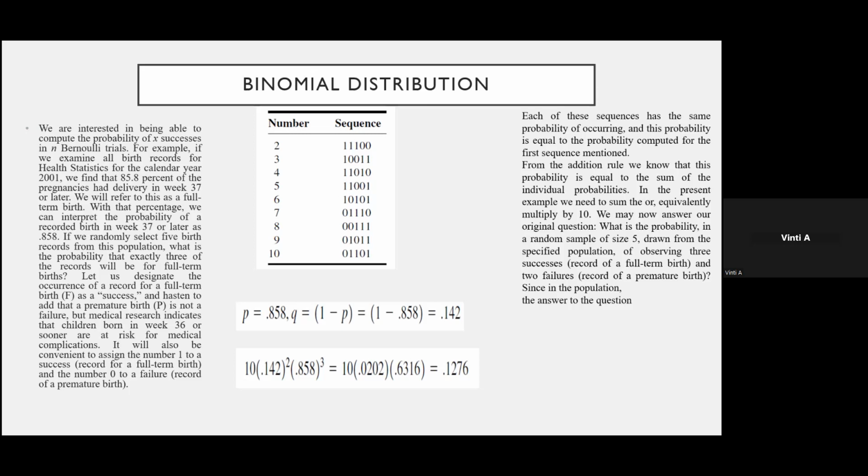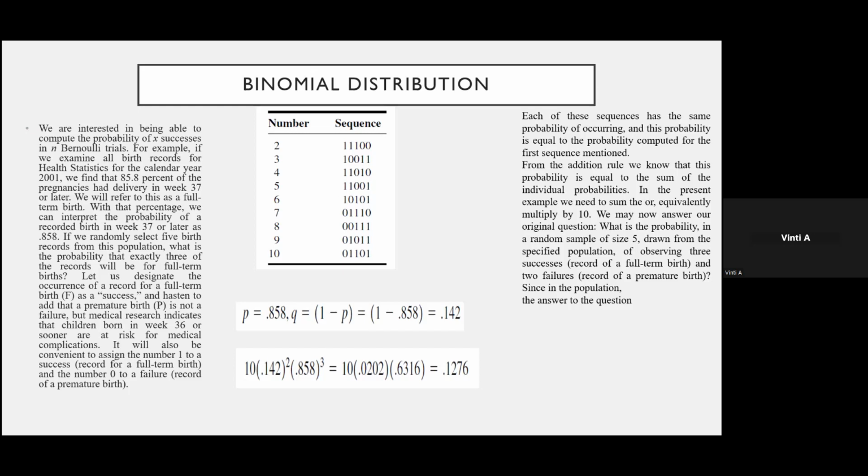Now we are not saying that it is a failure as in something happened to the child, just that anything less than 37 weeks is risky, so we have labeled that outcome as a failure. As I said, it depends on how you are going to think through a problem. So P in this case was 0.858, and Q will obviously be 1 minus 0.858, which is 0.142.